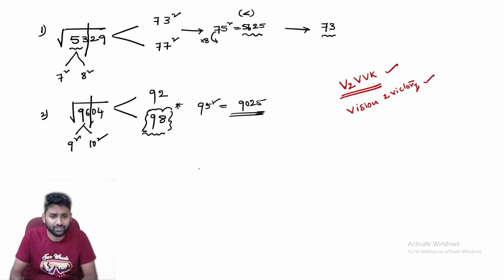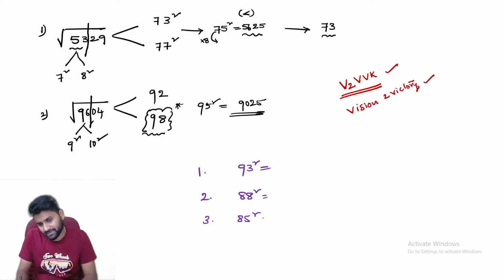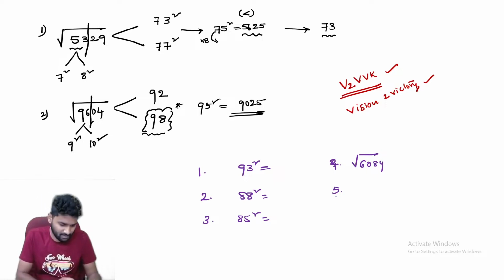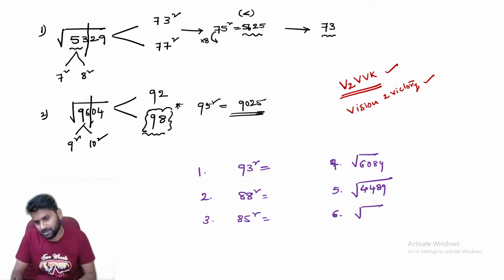I will give you a few questions. Just post your answer in the comment section. 93 square, 88 square, 85 square. Just try these questions. Then the square roots of 6084, 4489, and 116.